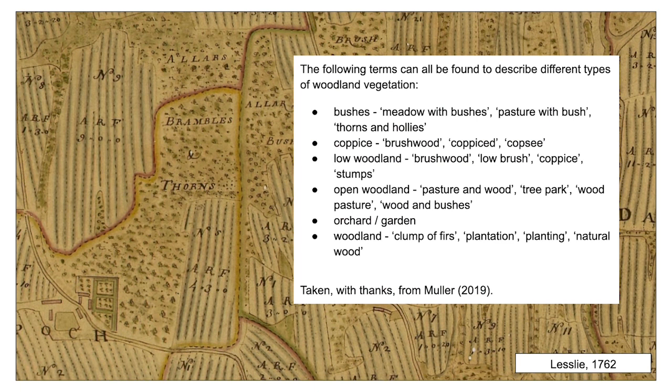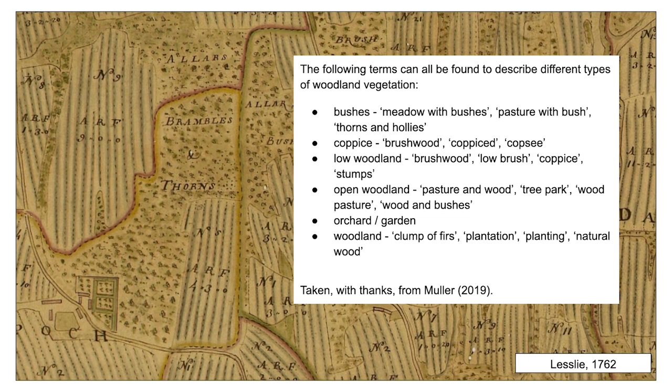And gathering a set of definitions from Thomas, who will speak several times today, there are various terms that can all describe different types of woodland. And more often than not, when we look at early maps, we're not given any explanation of what type of woodland they're choosing to record.